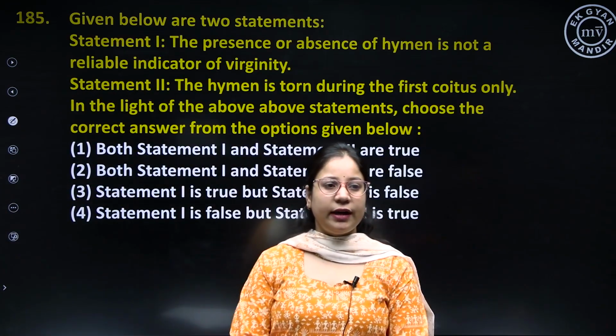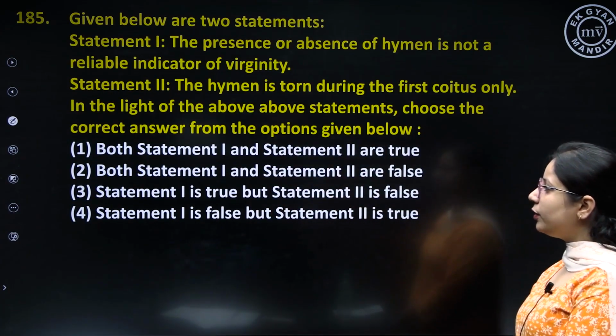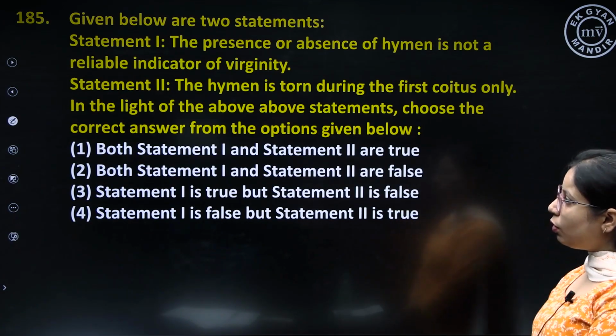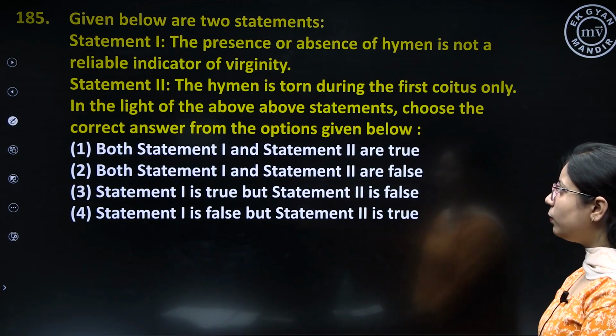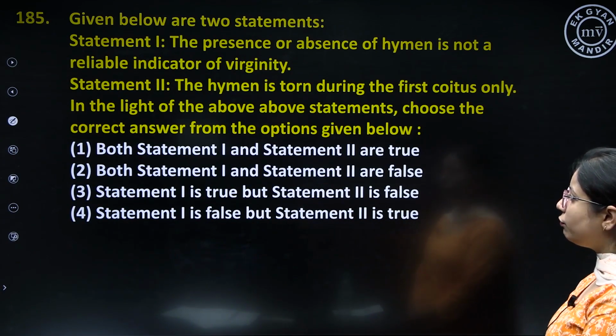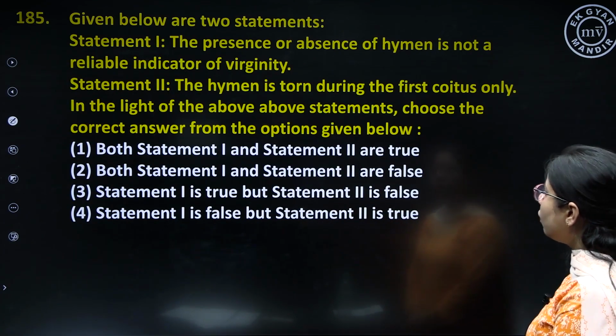Question 185. Given below are two statements, statement 1 and 2. We have to identify which of the statements is true or false. Statement 1, the presence or absence of hymen is not a reliable indicator of virginity. Statement 2, the hymen is torn during the first coitus only.